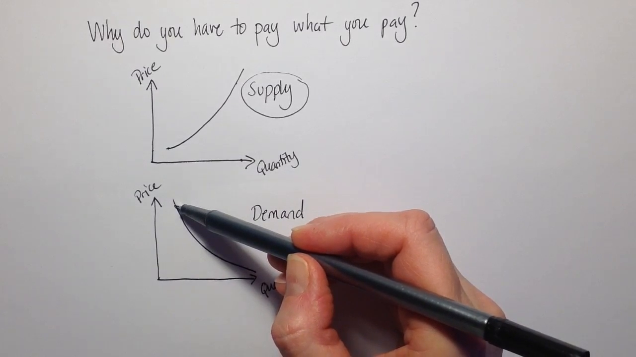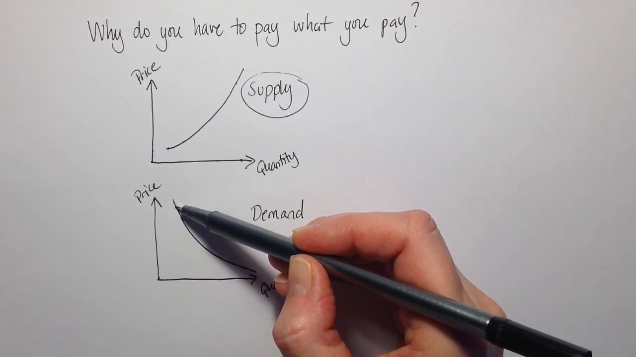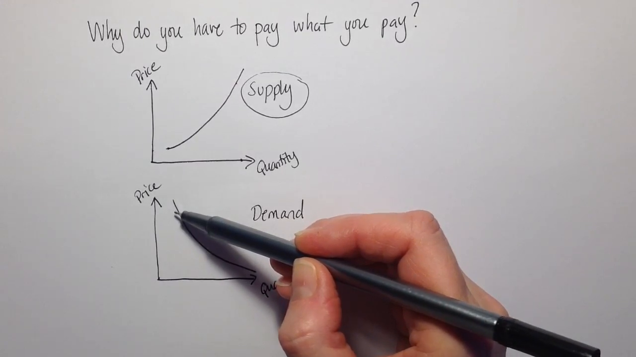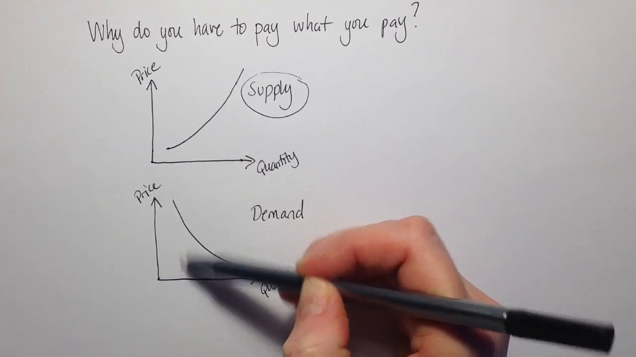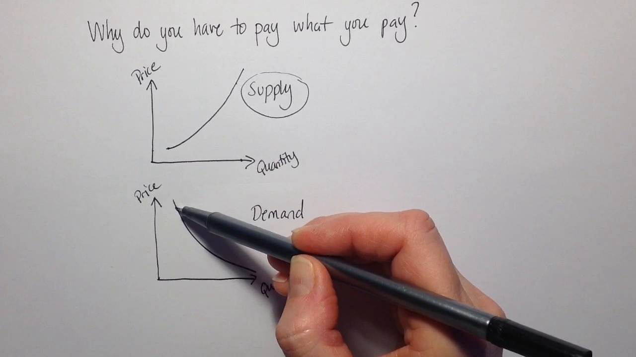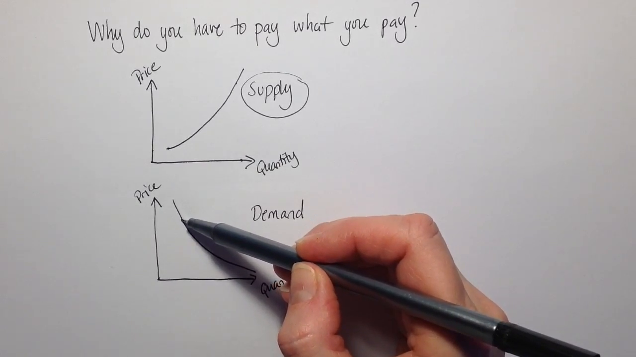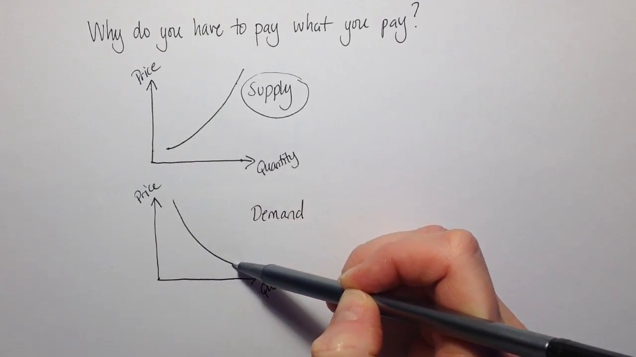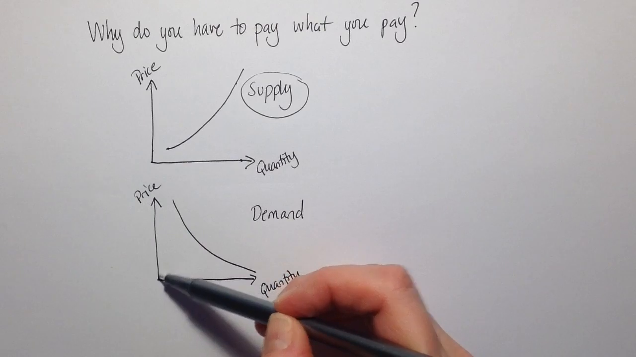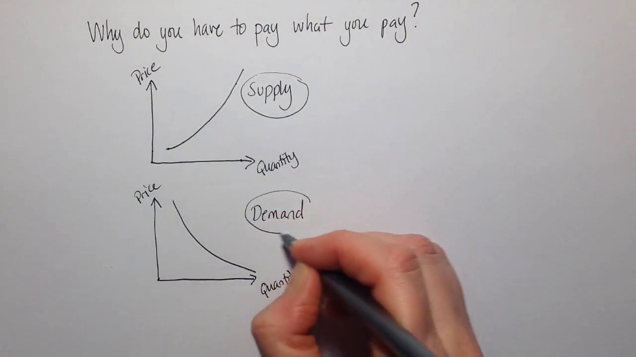Here you see that we have a high price. And when the price is high, the people who demand, who want strawberries, they don't want that much. We want to buy cheap strawberries, and here the price is very, very high, and therefore we don't want to buy them. But when we follow this graph, you see that the lower the price, the higher the quantity. Low price, high quantity. This is the demand graph.